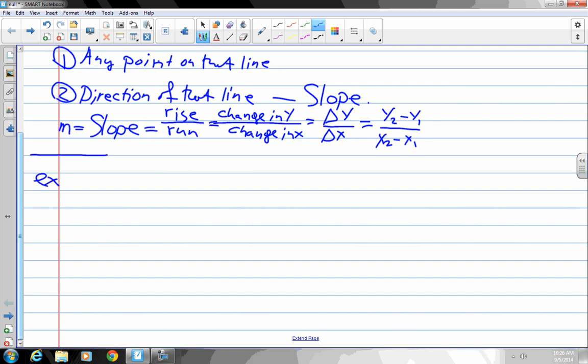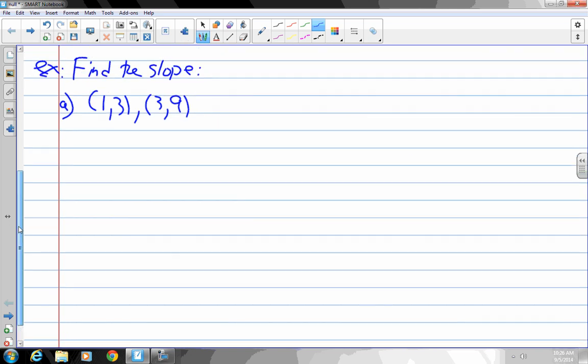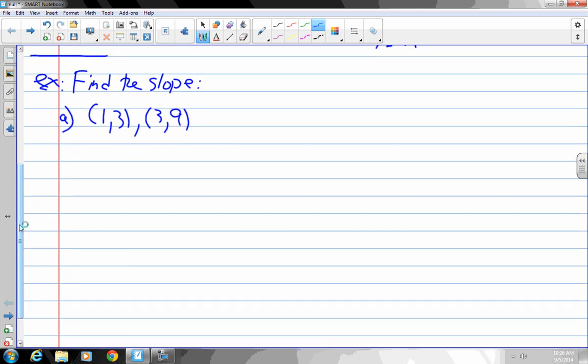So for example, if I give you 2 points, you should be able to compute the slope of a line that passes through those 2 points. So find the slope. And let's say the 2 points are 1, 3, and then 3, I don't know, 9. Can you find the slope of a line that goes through those 2 points? Tell me what to do. 9 minus 3 over 3 minus 1. Change in y over change in x. 6 over 2, 3. Slope is 3.